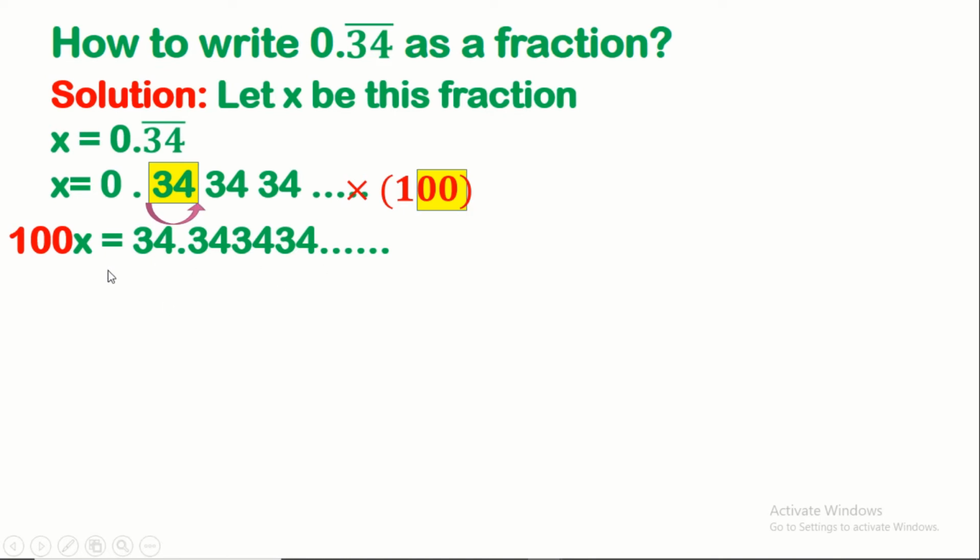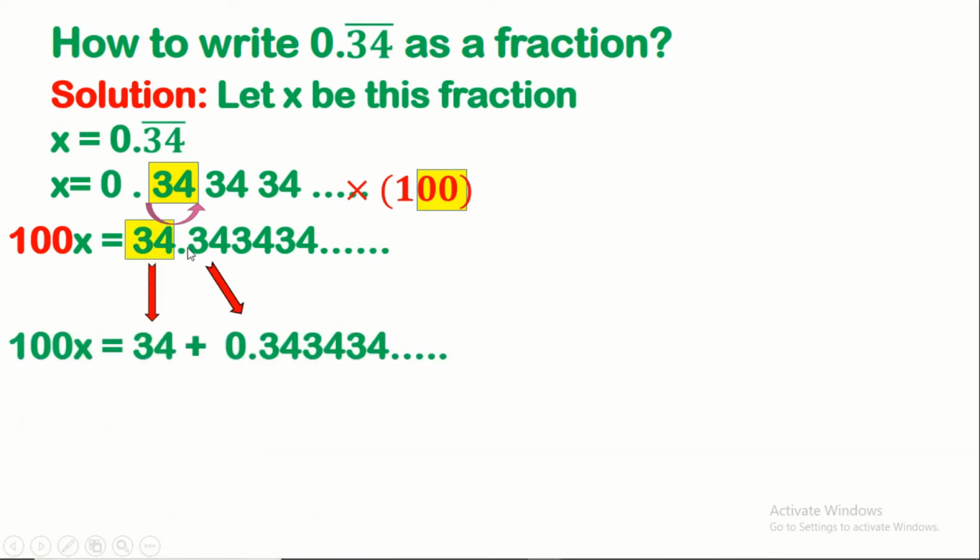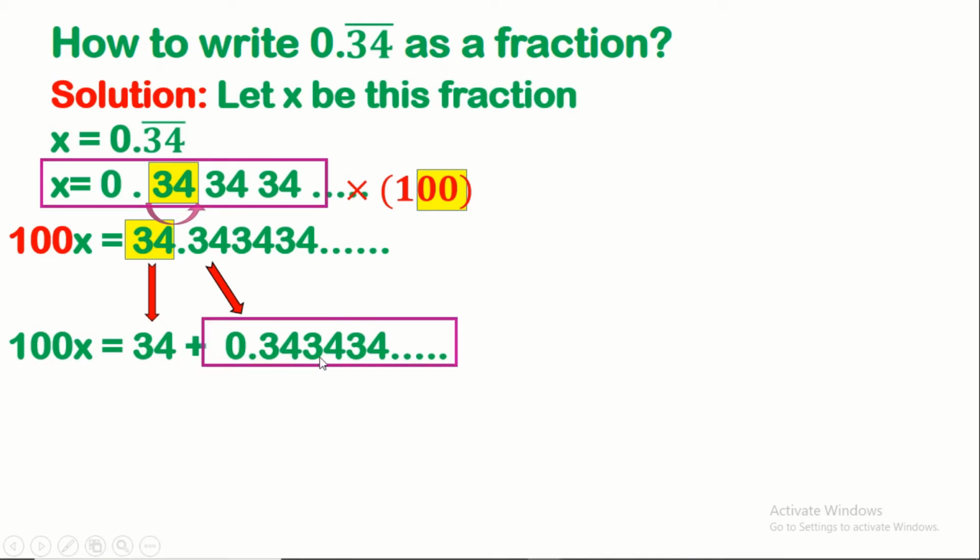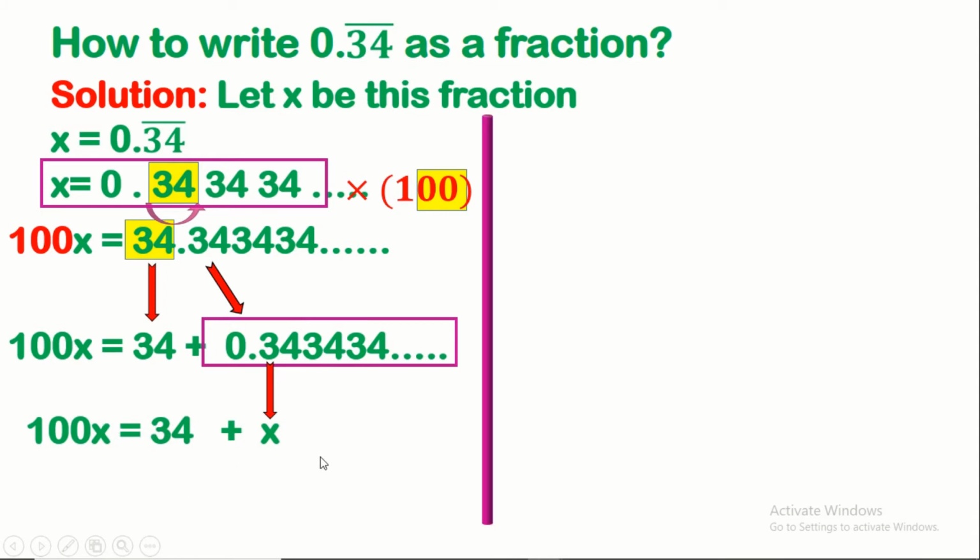34.3434... Again, we isolate the number preceding the point, so it's 34 plus, instead of 34 we put 0, so it's 0.3434... So 100x equals 34 plus what? Isn't it exactly x here? So we can just replace it by x to say that 100x equals 34 plus x. Now we solve this equation. We can say that 100x equals 34 plus x.